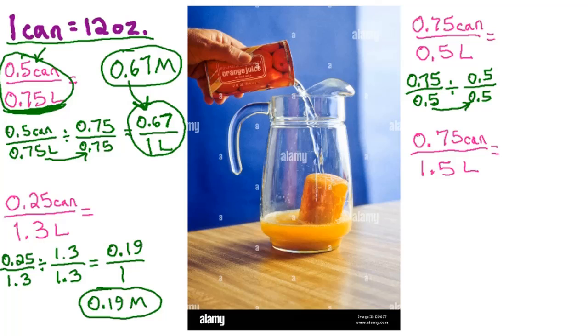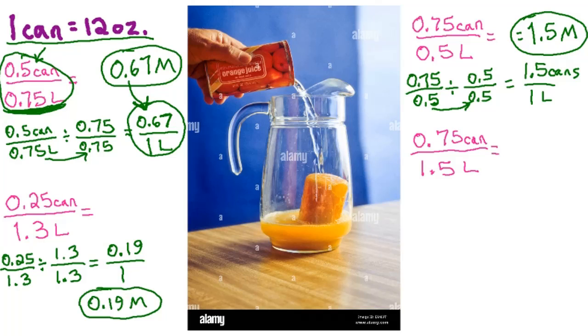see, 0.5 liters of water divided by 0.5 liters of water gives us 1 liter of water, and 0.75 cans divided by 0.5 gives us 1.5 cans. So that means for every 1 liter of water, we used 1.5 cans of frozen orange juice concentrate, which gives us a molarity of 1.5.